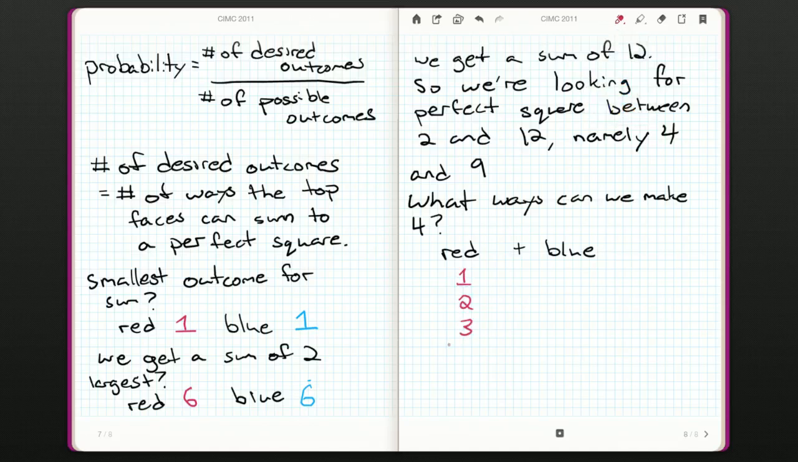And if it's exactly equal to 4, if the red die is showing exactly a 4, the blue die would have to show a 0. That's not going to work either. So the red die needs to show a 1, 2, or a 3. And if the red die is showing a 1, and we've got a sum of 4, the blue die's got to be showing a 3. And we can fill in the rest of this chart.